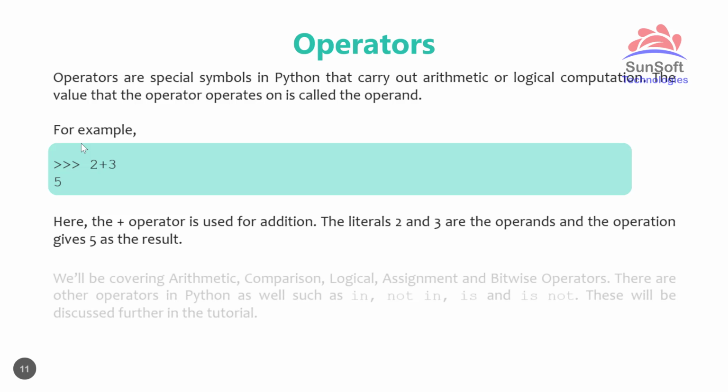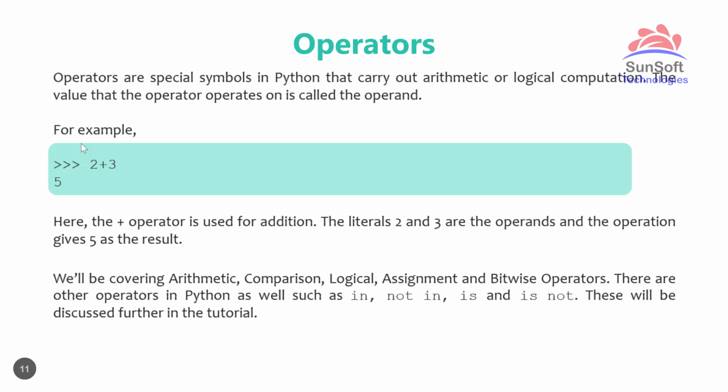5 as the result. Now we'll be covering arithmetic, comparison, logical, assignment and bitwise operators. We have other special operators as well, like in, not in, is and is not, and these will be discussed further in the tutorial. These are membership and identity operators. We'll be discussing these later.